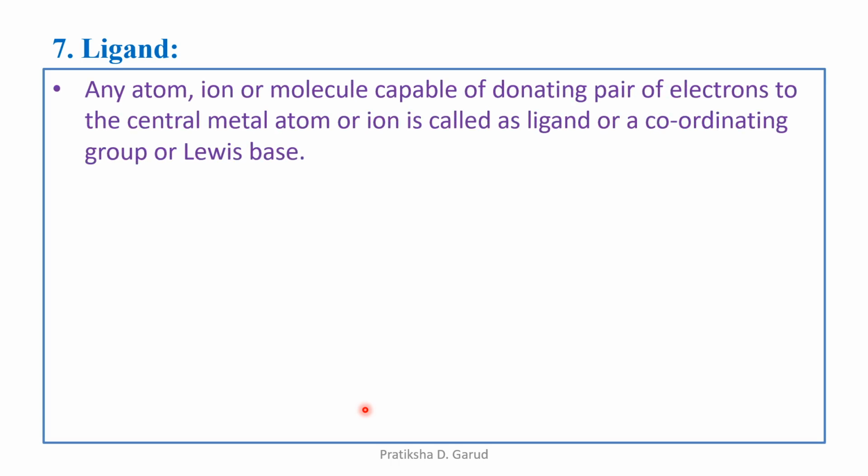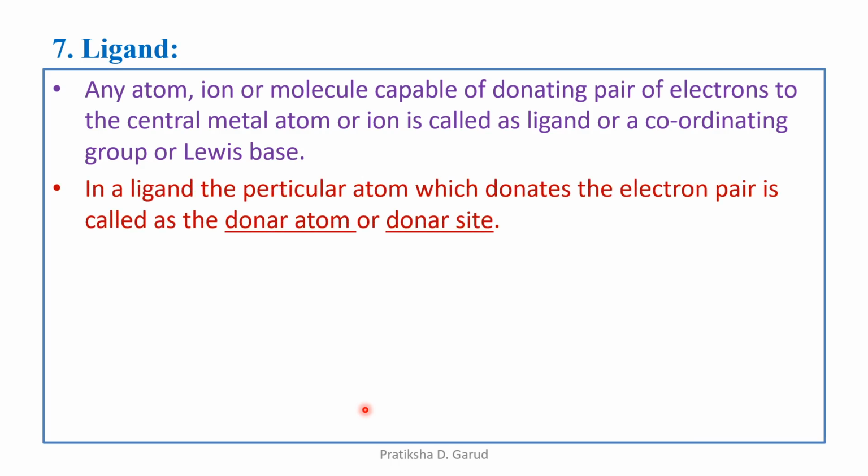Any atom, ion or molecule which is capable of donating a pair of electrons to the central metal atom or ion is known as the ligand, which is also known as the coordinating group or the Lewis base. Now in a ligand, the particular atom which donates the electron pair is called the donor atom or the donor site.